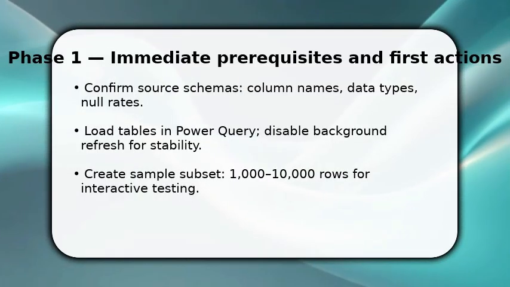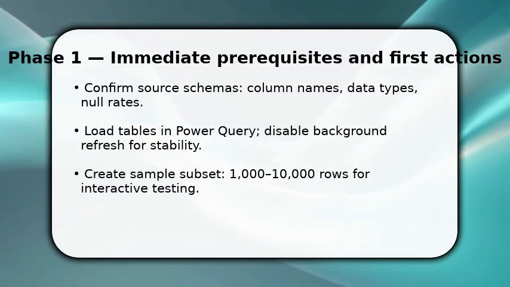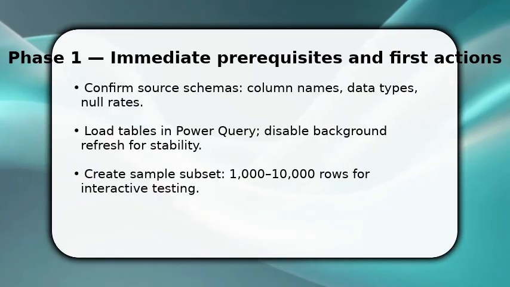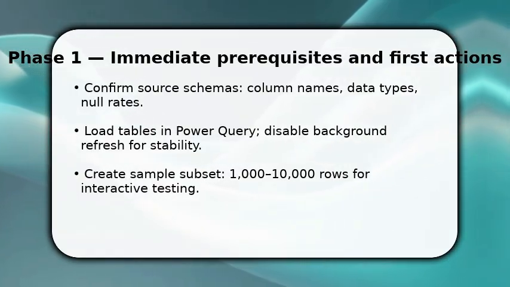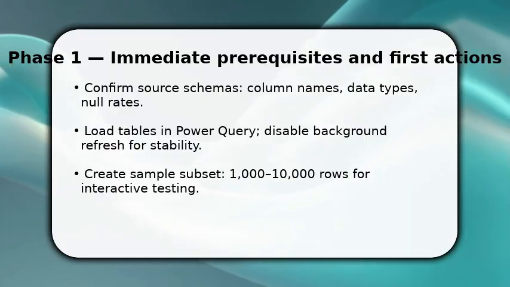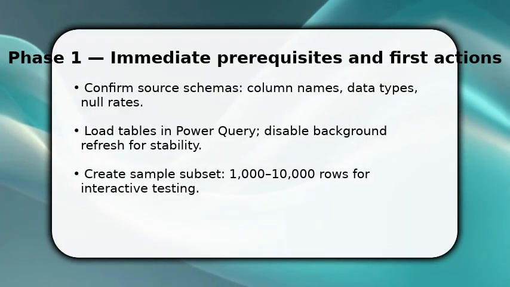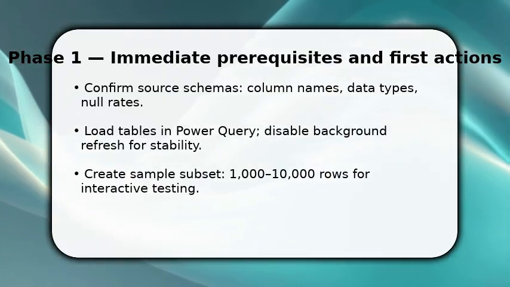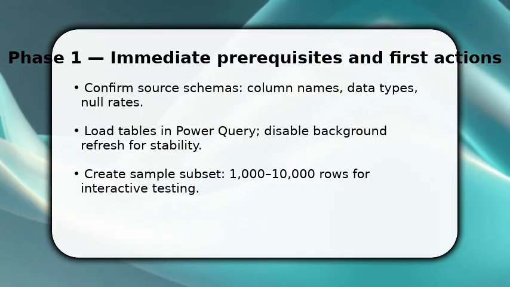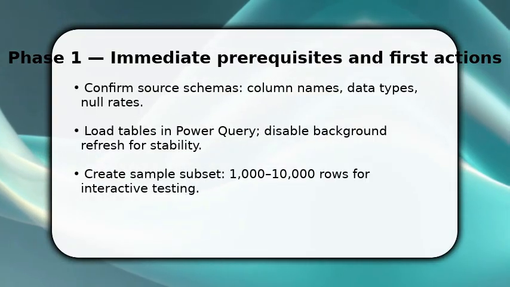You begin by validating sources and loading them into Power Query. This saves time later. Check column names and types because mismatches break relationships. Once loaded, make a small sample of 1,000 to 10,000 rows for fast iteration. Next, remove obvious duplicates and empty columns to reduce noise. This improves performance and clarity.